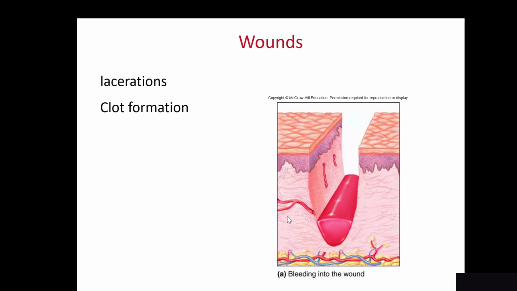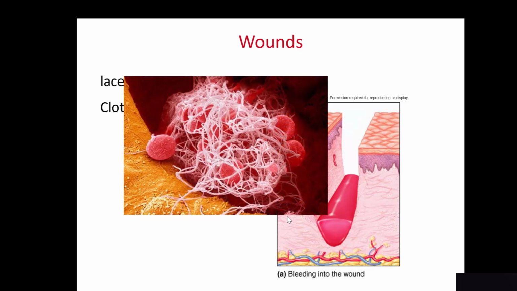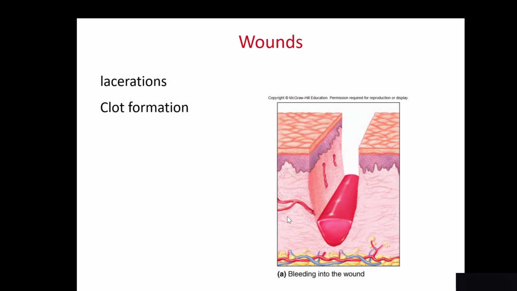The fibrin threads, remember fibrin is that stringy protein, create a net that traps all those particles and creates the clot, and that will help stop bleeding.